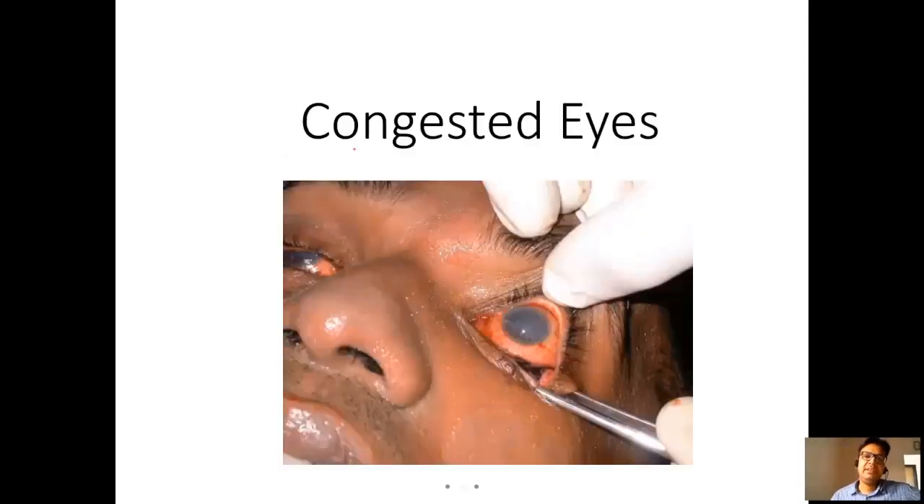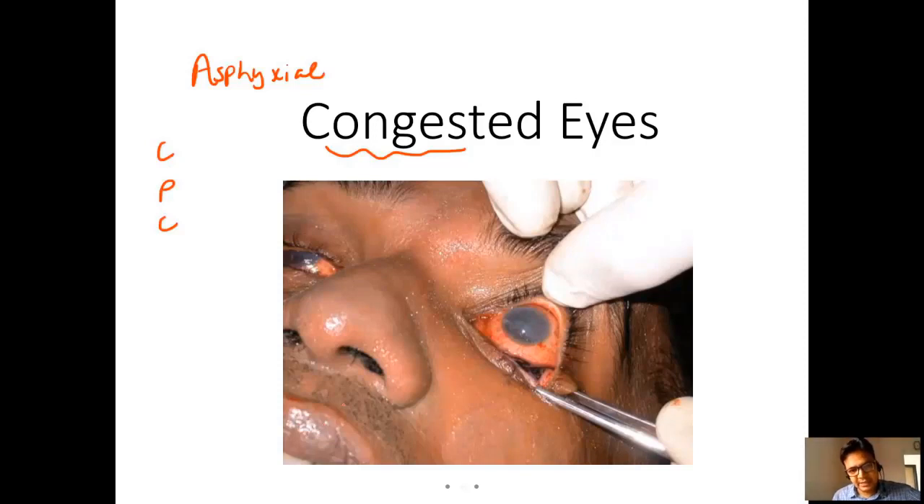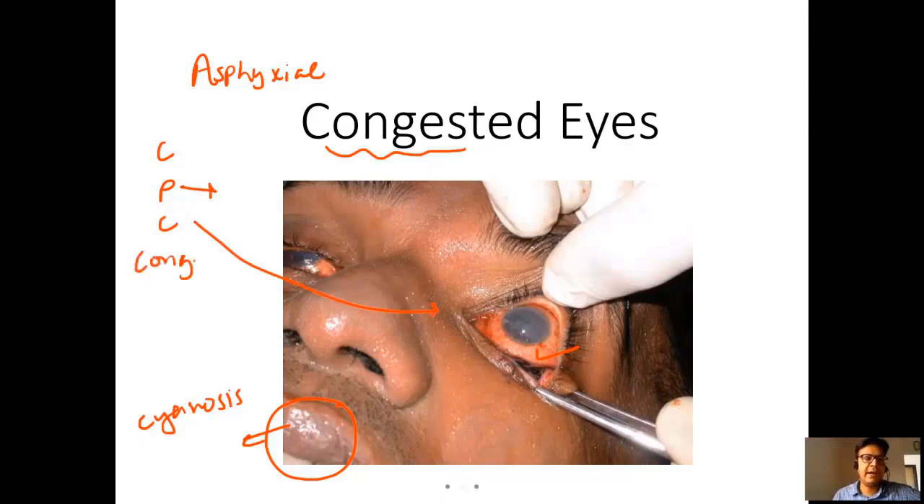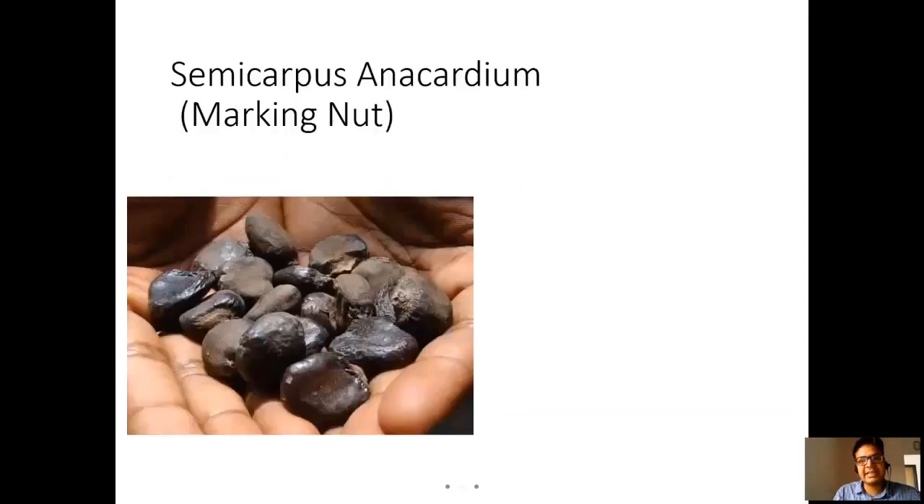This was a very famous case. This is an example of asphyxial death. Here you can see cyanosis, this is petechiae, and this face is congested, red in color. This is the classical triad of asphyxial death: cyanosis, petechiae, and congestion.